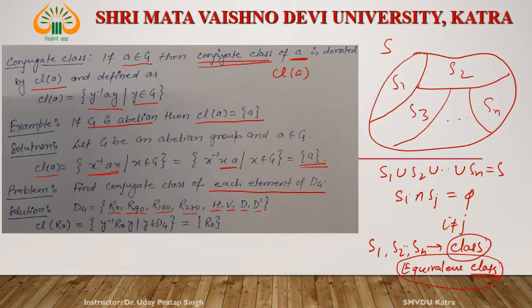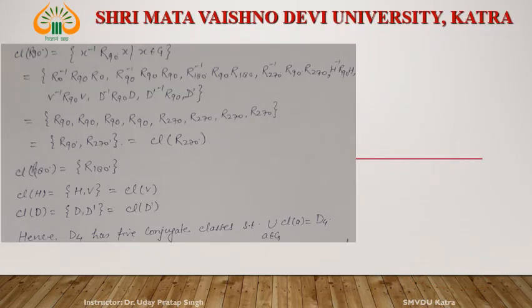See, CL R0. What is R0? R0 is identity. Then the conjugacy class of identity is the identity only. Always, in any group, the conjugacy class of identity is only identity. Why? Y inverse R0 Y is equal to Y inverse Y, which is identity. What is identity? R0.